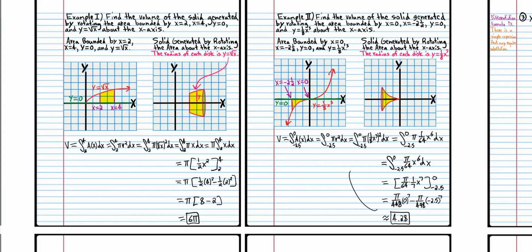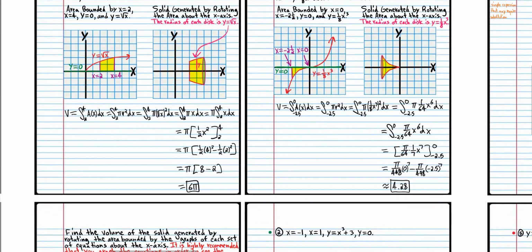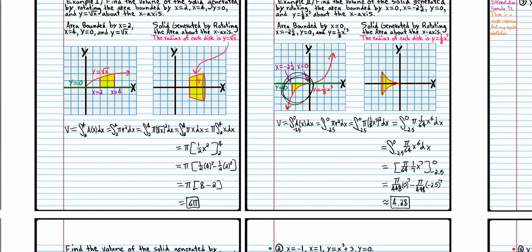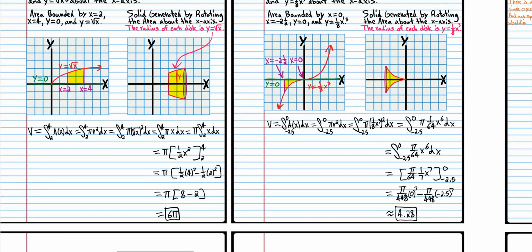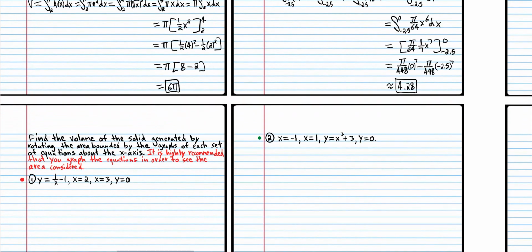So 4.28 is the volume of that horn shape thing that we created by rotating the area bounded by these graphs about the x-axis. Now again, notice we got a positive number. It doesn't matter if the area starts below the x-axis or above the x-axis. When you rotate it and integrate from left to right, it has to be left to right, then you get a positive number. If you integrate from right to left, you'll get a negative number. Same number, but it'll be negative.